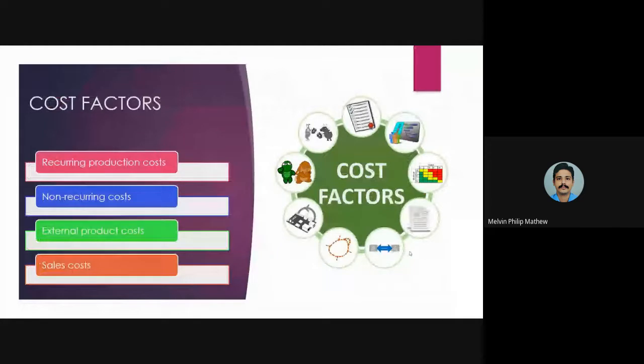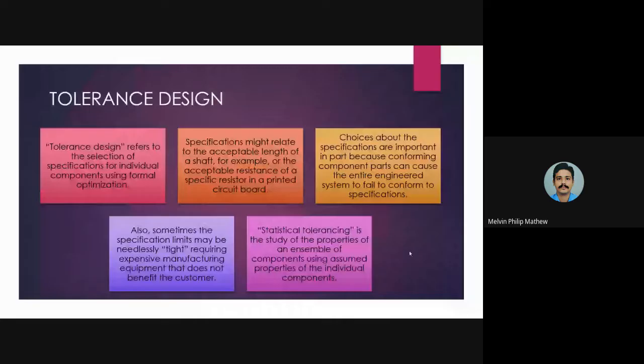Okay, we discussed various cost factors involved, and we discussed the 4 types of cost. So in the next, we are going to study tolerance design. So what is basically tolerance design? Tolerance design refers to the selection of specification for individual components using formal optimization. So it is the selection of specification for individual components using formal optimization.